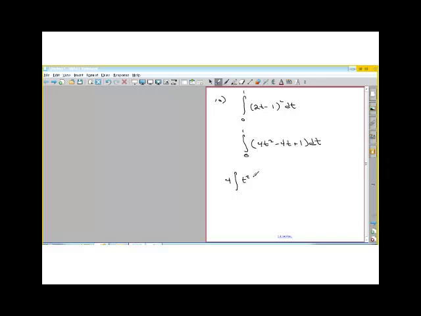And once I multiply it out, then I just have these individual integrals. So I have 4 times the integral of t squared dt from 0 to 1. I have negative 4 times the integral of t dt from 0 to 1. And then I have the integral of 1 dt from 0 to 1.